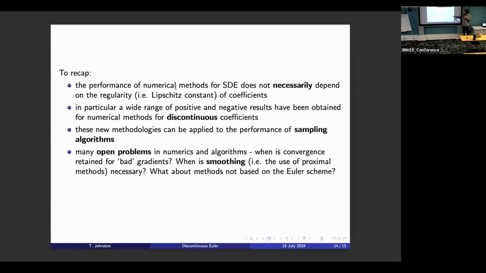And as well, what about methods not based on the Euler scheme? So for instance, for accept or reject algorithms, things like that, I'm not aware. I mean, there's exactly a lot of cases, but yeah, I think there's a lot of open problems to do with how much the smoothing effect of the noise can kind of overcome the irregularity of densities with low regularity.